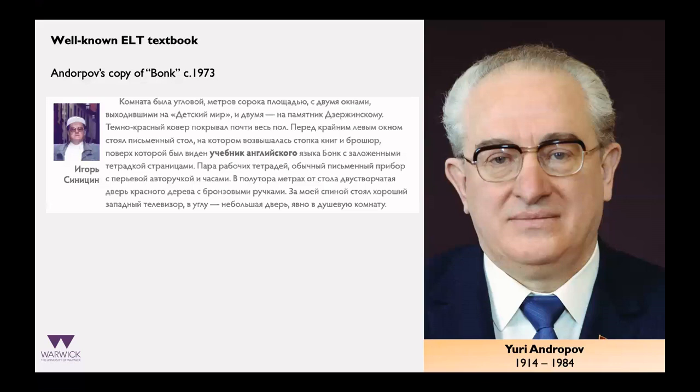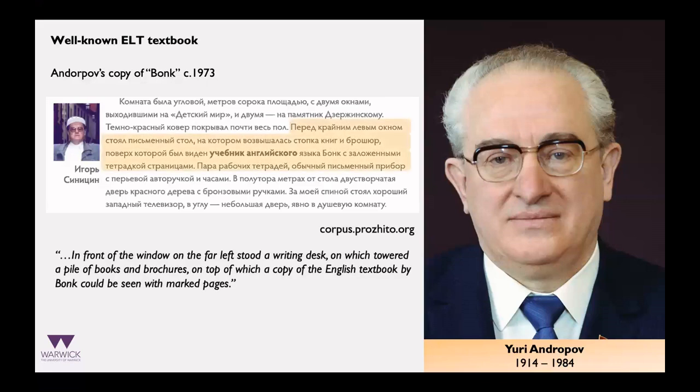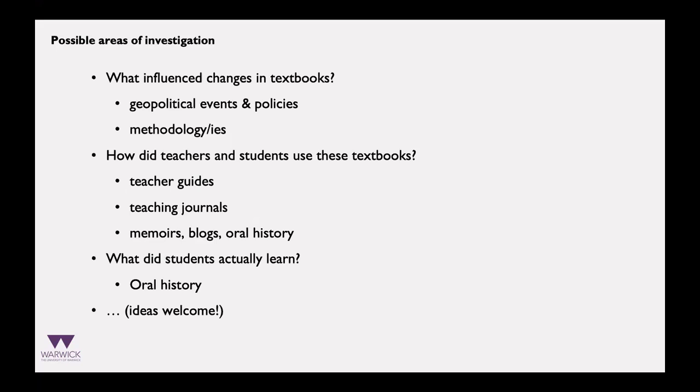In his memoirs of walking into Andropov's office, Sinitsyn notes that in front of the window on the far left stood a writing desk on which towered a pile of books, brochures, and pamphlets, on top of which a copy of the English textbook by Bonk could be seen with marked pages. So proof there that even the head of the KGB was using this textbook to brush up on his English language skills.